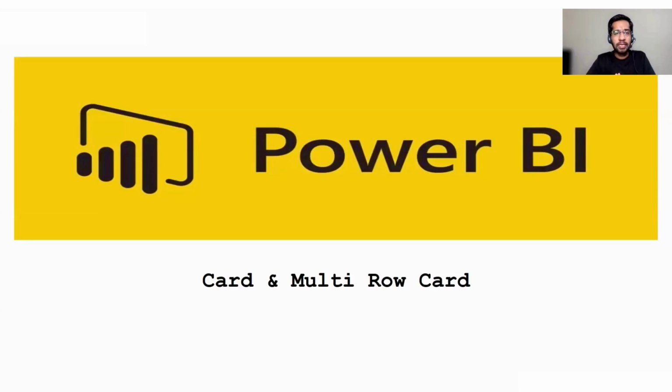Hello everyone. In this session, we are going to talk about the cards and multi-row cards. Starting with cards. Cards visually present a single data value or metric in a compact and easily digestible format. They are often used to highlight the important key performance indicators or summary statistics, providing a quick snapshot of essential information. Cards are versatile and can be arranged in a dashboard alongside other visuals to provide context and insights.